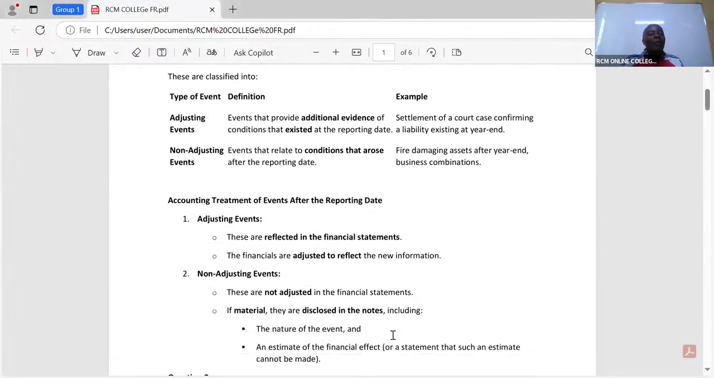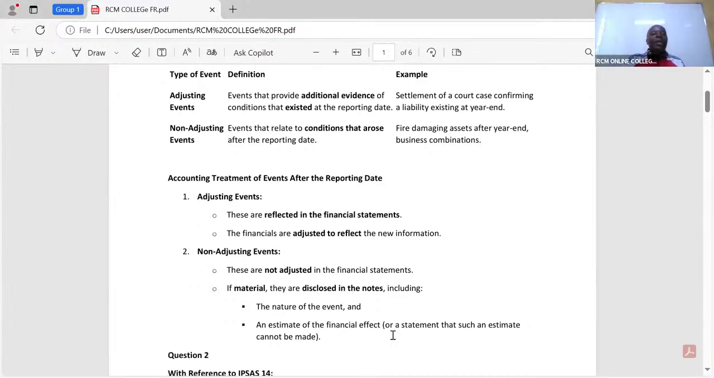So then what are the accounting treatments of events after the reporting date? Adjusting events are reflected in the financial statements of last year, because you have to tell them to change. The financials are adjusted to reflect the new information. If they refuse to change those financial statements, I shall qualify my opinion as an auditor.